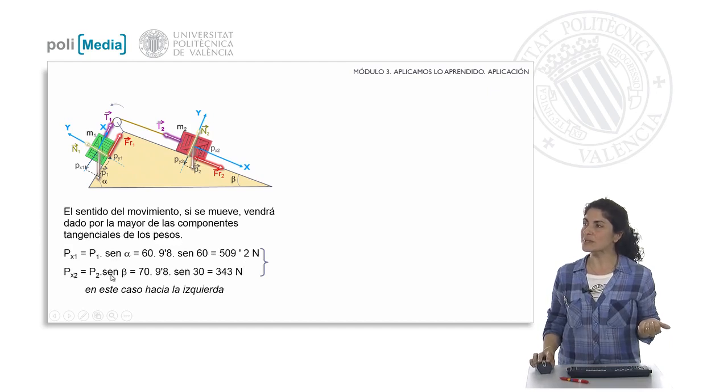P sub x sub 2 from the sine of beta, in this case, since the inclinations are different, equal to 343 newtons. Then we were correct. Our intuition had been good. We moved the system imposed by p sub x sub 1, therefore to the left.